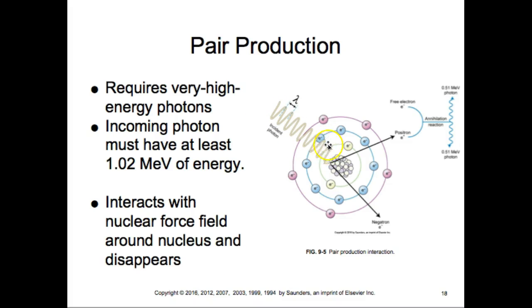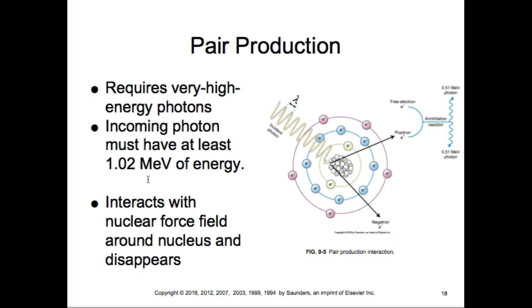See how tight this is? And it interacts with the force field of the nucleus. And what happens is that it pops out a positron and a negatron. So you can see the two here. The positron interacts with the free electron and it goes through what's called an annihilation reaction. And with that, it explodes again and you get a 0.51 MeV photon going in two opposite directions. So the 0.51 and 0.51 add up to the 1.02 MeV of energy.